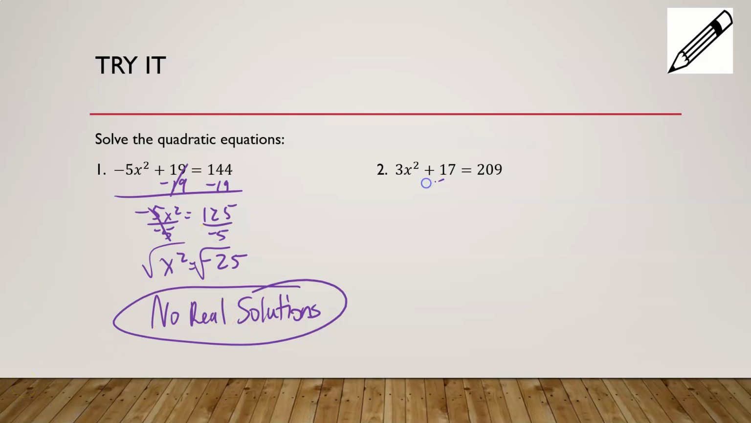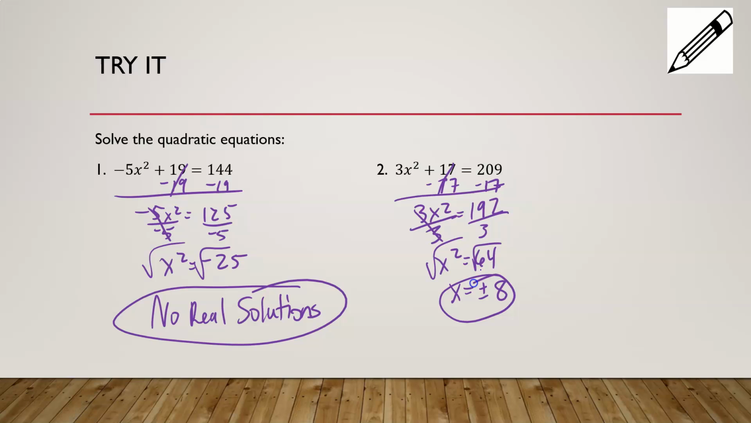So in number 2, hopefully you subtracted 17 from both sides. Then you would have gotten to 3x squared equals 192. Divide by 3, and you get x squared equals 64. Square root both sides. The perfect square root of 64 is 8, so it's plus or minus 8. Okay, so that's the algebra we have to be able to do.